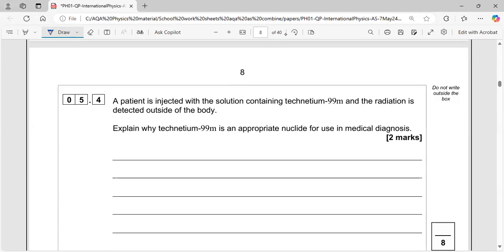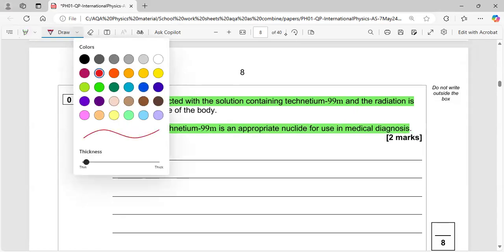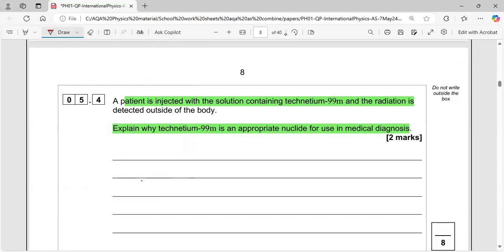Moving on to the next part, the last part for this. A patient is injected with solution containing technetium-99m and detected outside the body. Explain how technetium-99m is an appropriate nuclide for use in medical diagnosis. So they're asking why this is appropriate, why you're using it. So first you have to look at why we use technetium, and the hint is, detected outside the body. This is actually the hint for you.